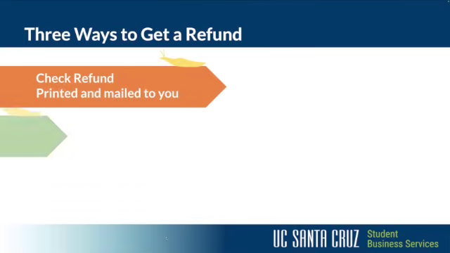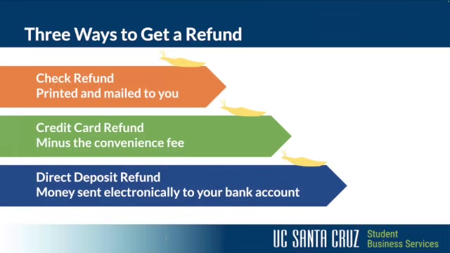There are 3 ways to receive a refund from your UCSC account: a mailed check, a credit card refund, or direct deposit. Check refunds can take several weeks to reach you in the mail, and even longer if we have the wrong address in MyUCSC. This may cause you to feel stressed if you need your refund to pay your bills.